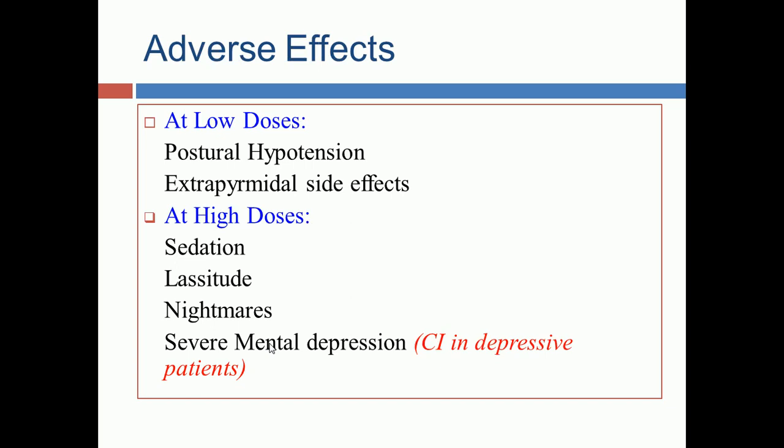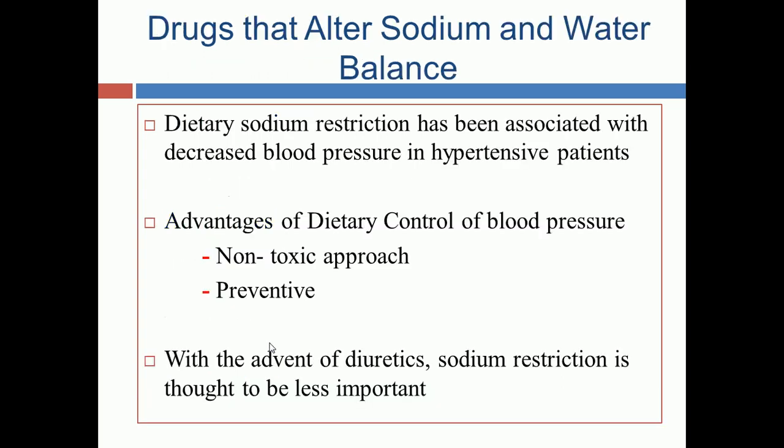At low doses, its side effects are postural hypotension and extrapyramidal side effects. These are pertaining to the CNS. At high doses, sedation, lassitude, nightmares, and severe mental depression occur. This is possibly due to blockade of serotonin. So if a patient is already depressive or has a medical history of depression, then this drug is contraindicated.